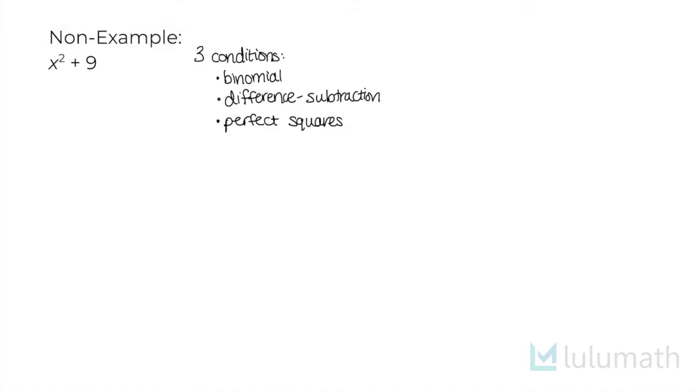So just a reminder that there are 3 conditions in order for us to have a difference of perfect squares. The first condition is we have to have a binomial, which we do. We have 2 terms here. So that condition is satisfied. The next condition is it has to be a difference. There has to be subtraction, and we don't have subtraction. So our second condition is not satisfied. And then our last condition is we have to have perfect squares. So this right here is not going to be factorable.